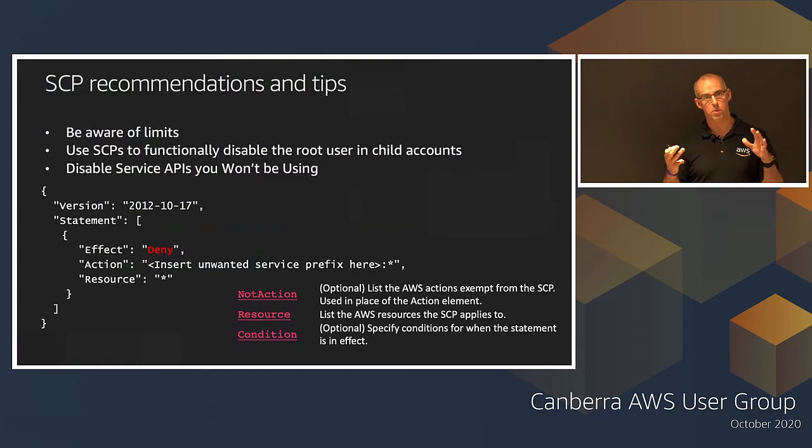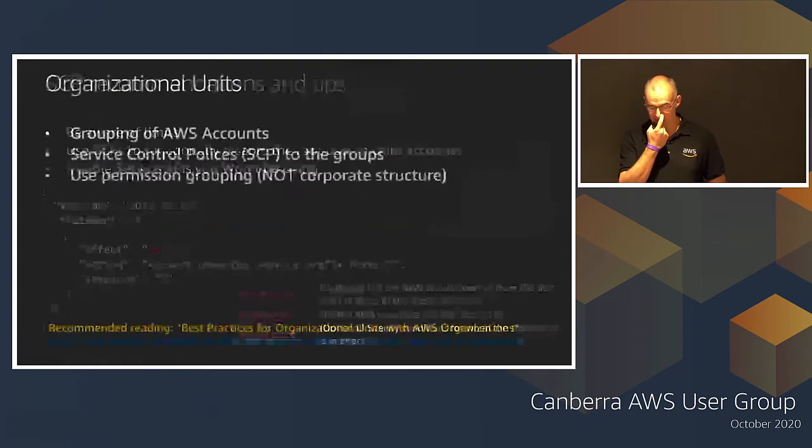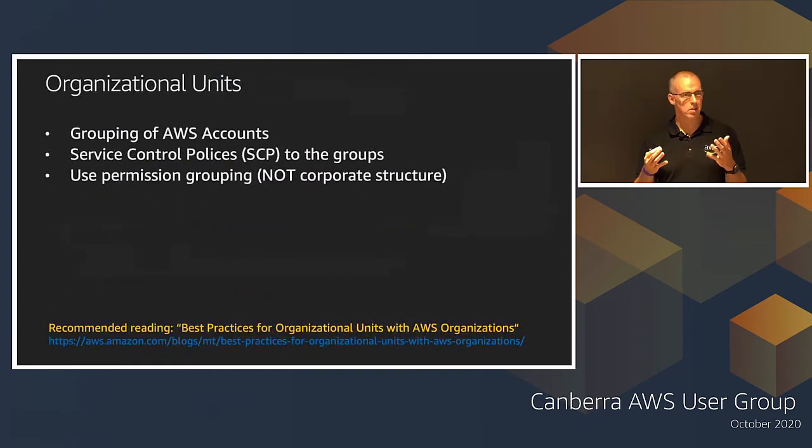So moving from the service control policies into the OU structure of Organizations, an OU is just a grouping of AWS accounts. Those groupings of accounts are where you apply your service control policies. A best practice is to apply your service control policies at the organisational unit level. But what that organisational unit structure should represent is a grouping of permissions, where the control policies need to be applied as a logical group, rather than a business structure. So it can be tempting to build it out and say, I've got one for Department A, one for Department B, one for Department C.